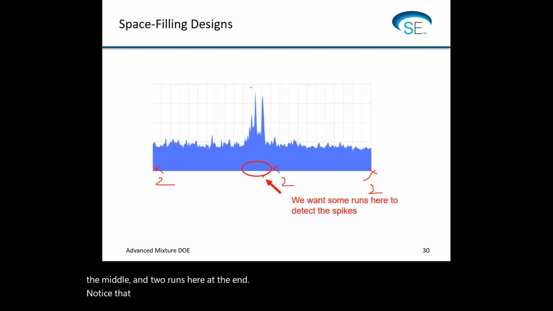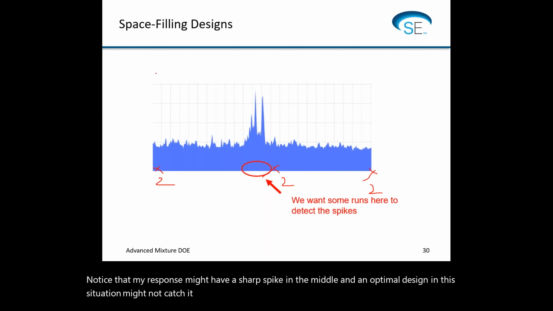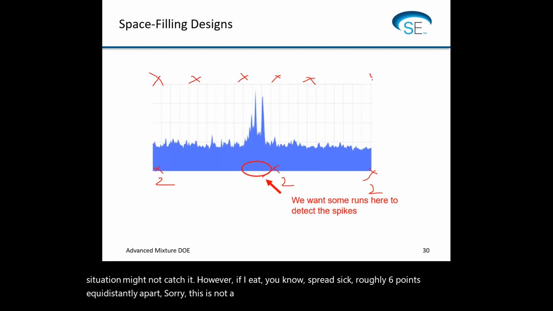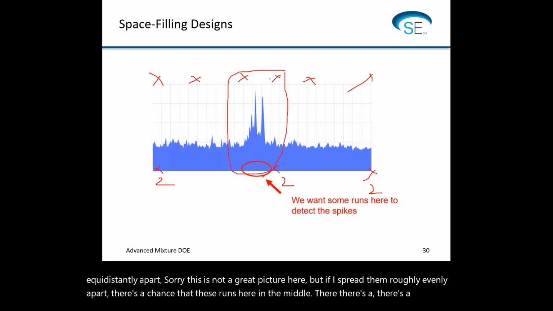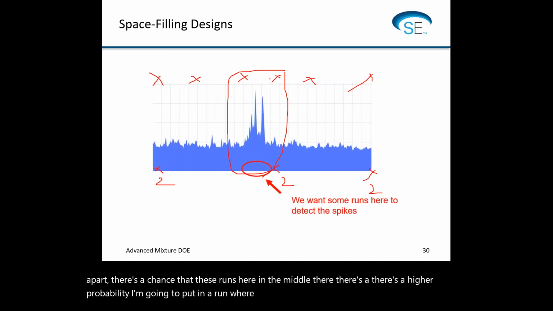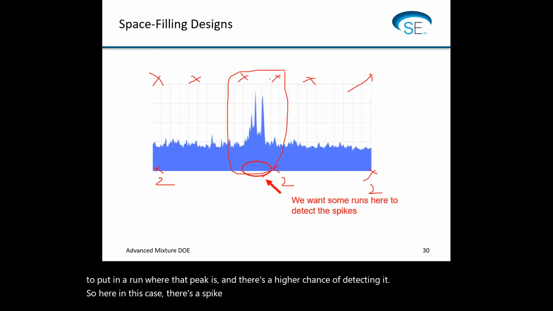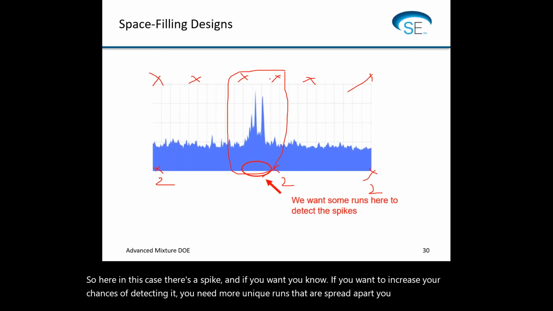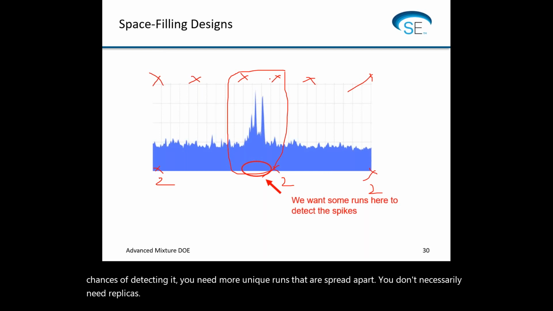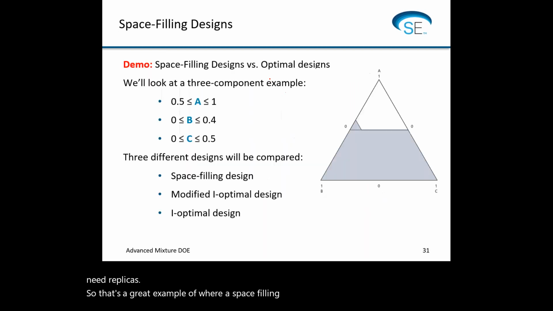Notice that my response might have a sharp spike in the middle, and an optimal design in this situation might not catch it. However, if I spread roughly 6 points equidistantly apart, sorry, this is not a great picture here, there's a higher probability I'm going to put in a run where that peak is, and a higher chance of detecting it. So here in this case, there's a spike. And if you want to increase your chances of detecting it, you need more unique runs that are spread apart. You don't necessarily need replicates. So that's a great example of where a space filling design might be appropriate.